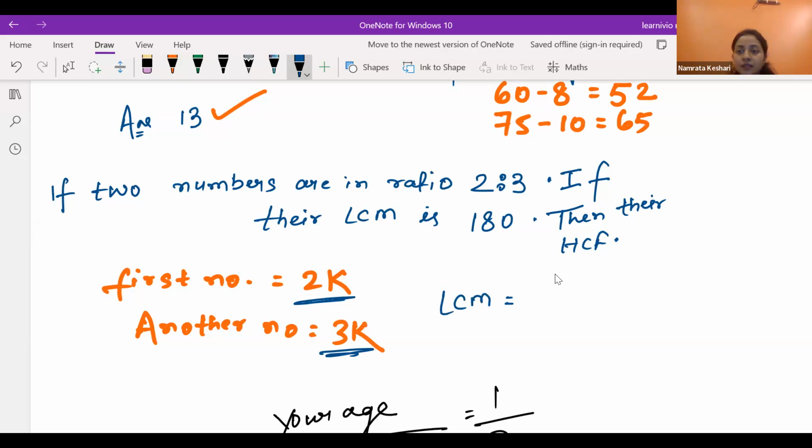No, 180. Yeah, what you said? 180. But out of this number, if we look at 2k and 3k, what are we going to say as the LCM? By using the logic of prime factorization, taking out the common, and then taking the extras.